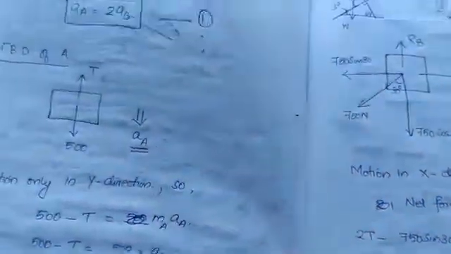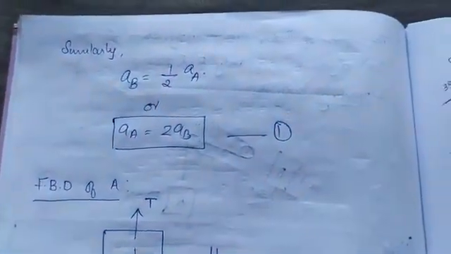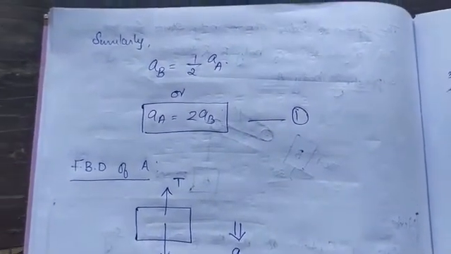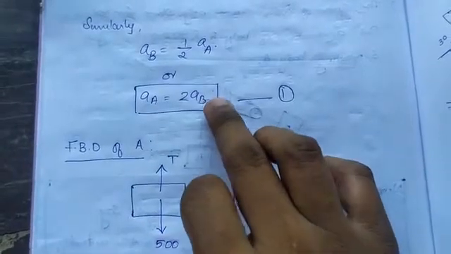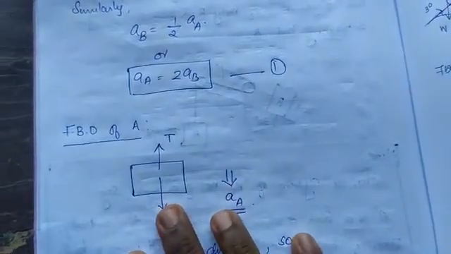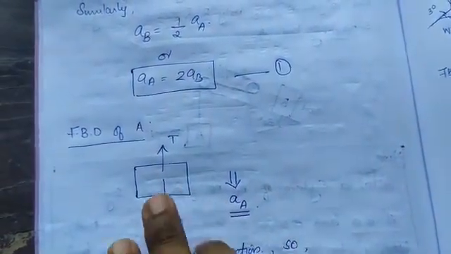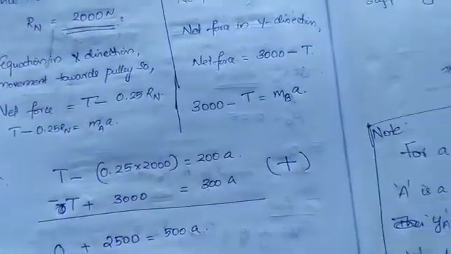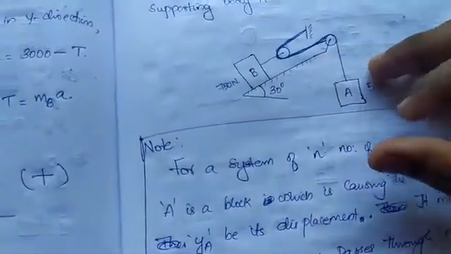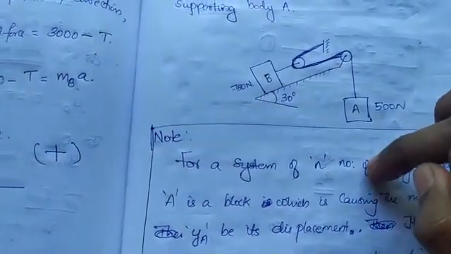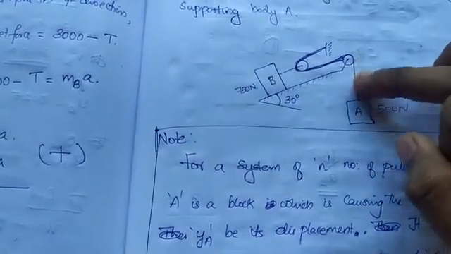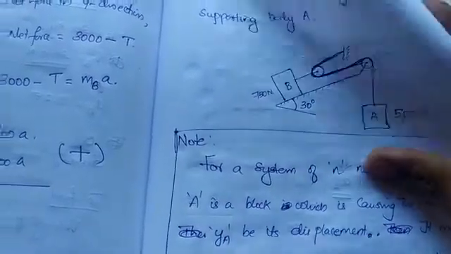Similarly, it's the case of acceleration also, same thing. AB is equal to 1 by 2 AA, so AA is equal to 2AB. Now, no other confusions. You need to find out the free body diagram of A. For A, it's okay, 500 Newton downwards and there is one tension, name it as T.